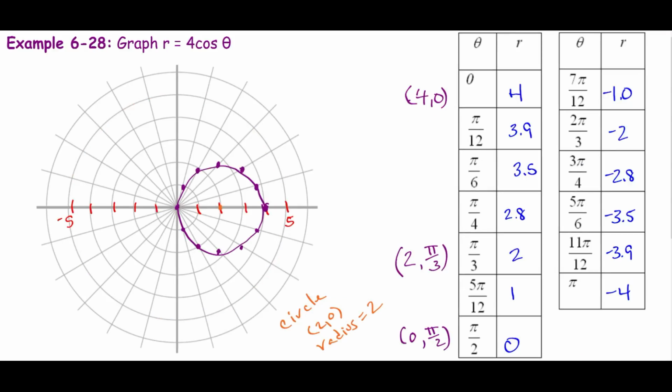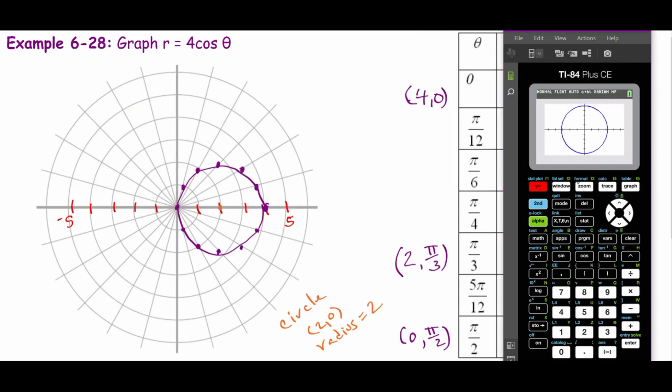If we come over here and take a look at this one, we're going to do r equals 4 cosine of theta. Notice when I press my X button, now we're getting the theta because of our mode. Then again, I'm going to graph that, and we can see the circle that we got there as well.